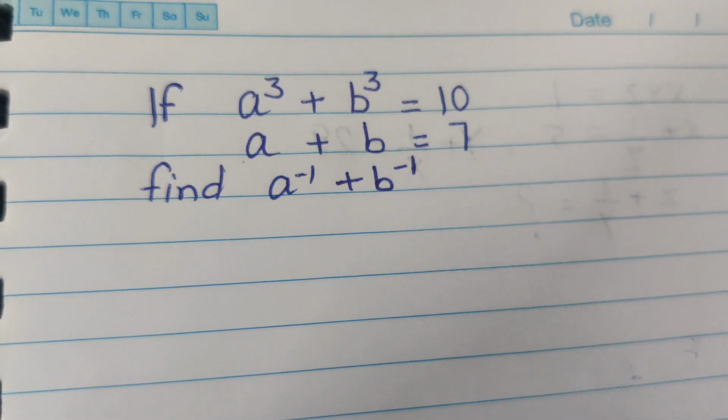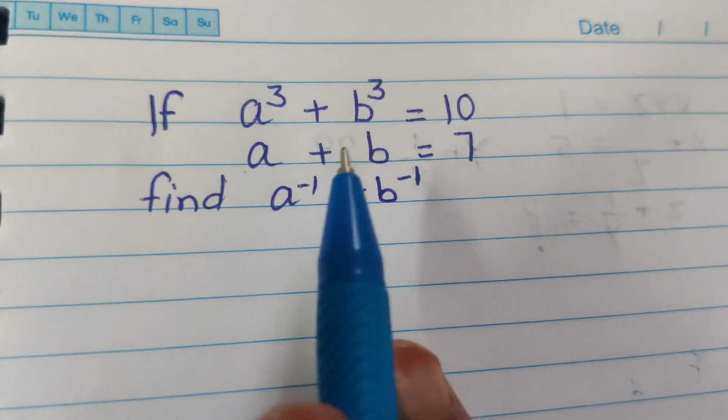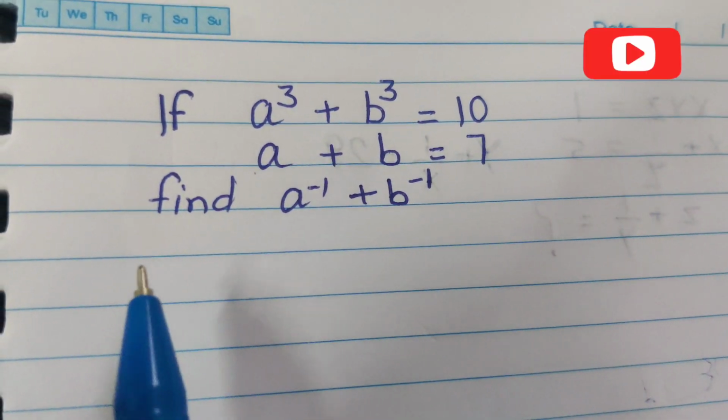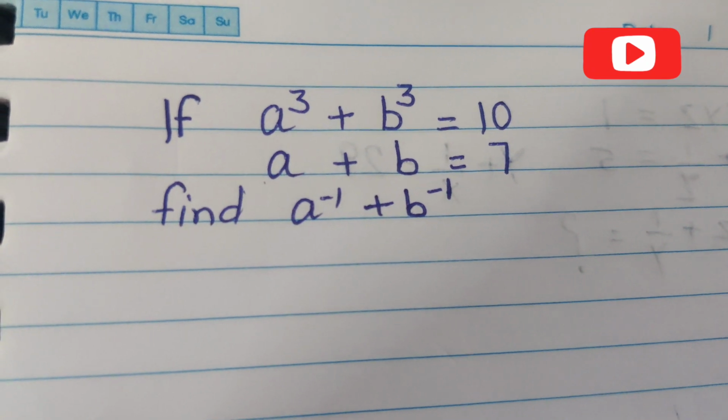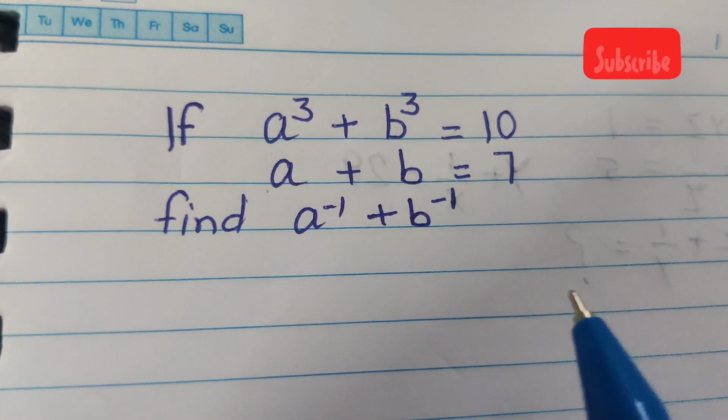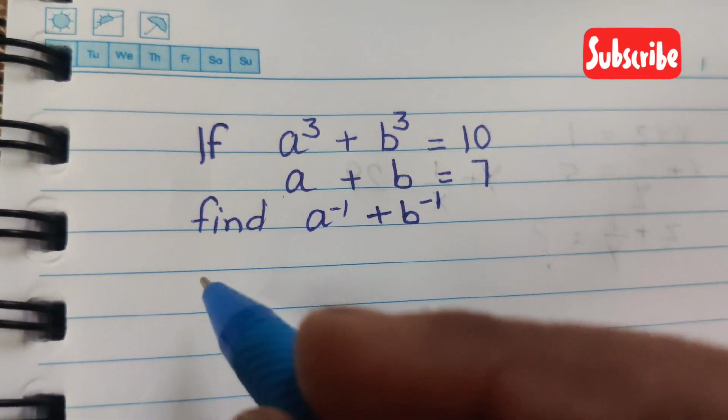If a cube plus b cube equal to 10 and a plus b equal to 7, then find a inverse plus b inverse. Okay. Now the solution.